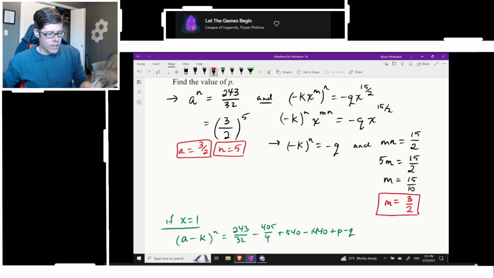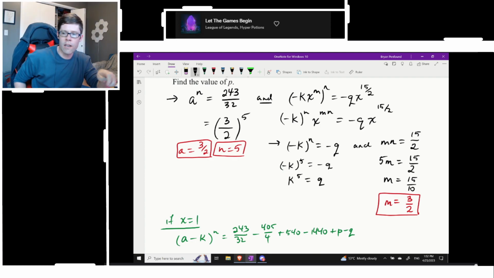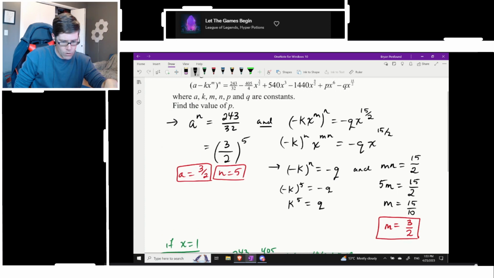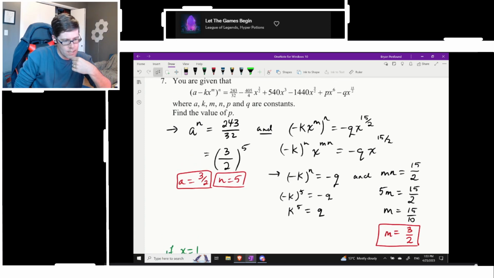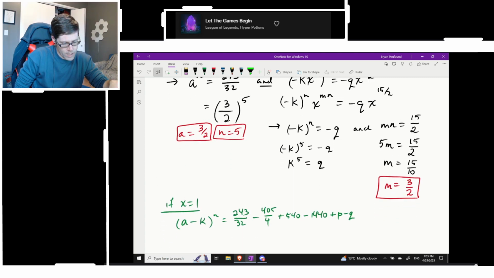I don't think we can tackle the k and q problem yet, though. Even if we know n is 5, all we know then is that negative k to the 5 should be equal to negative q. So k to the 5 is going to be equal to q if we cancel out those negative 1s. That's the best we can do there. But we do at least have a, n, and m now, which gives us a little bit of firepower. Does that help us down here? We know a and n. We don't know k, but we could put k in as k to the 5.